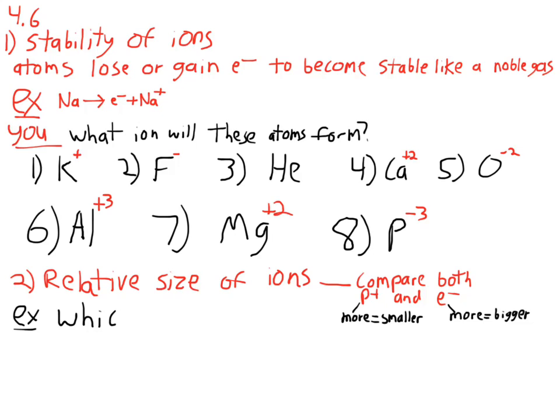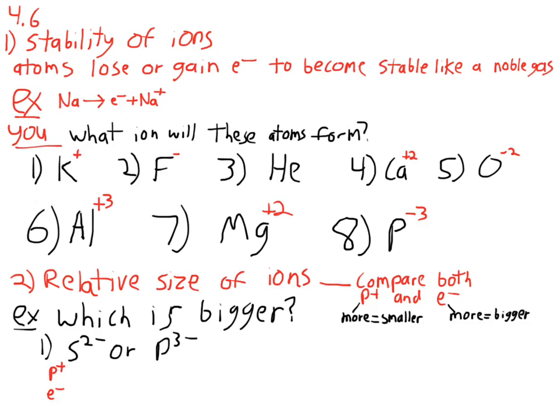So, for example, which is a bigger atom, S2- or P3-? So I want to compare both the protons and the electrons. So sulfur, just look at the periodic table for protons. The charge does not change the number of protons. Charge comes from electron differences. So sulfur has 16, phosphorus has 15 protons.